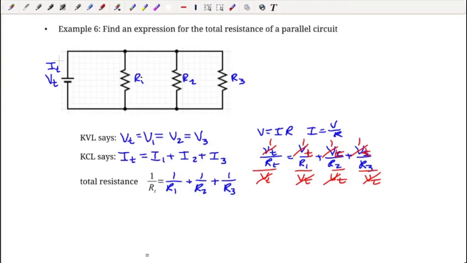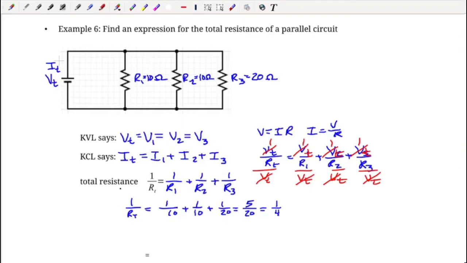So let's say we have R1 maybe being 10 ohms, and R2 also being 10 ohms, and R3 being 20 ohms. So to find the total resistance of this circuit, this is 1 over R total is equal to 1 over 10 plus 1 over 10 plus 1 over 20. You might need to use your calculator to add that up, or if you want to give them all common denominators, this is 2 over 20 plus 2 over 20 plus 1 over 20 is going to be 5 over 20 is 1/4.